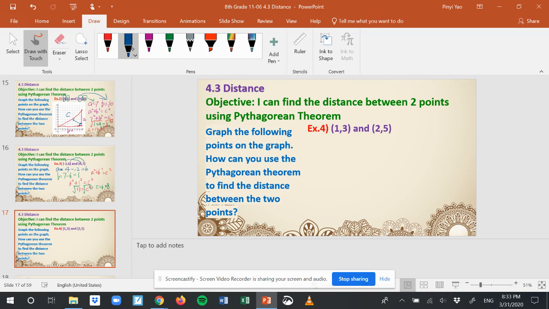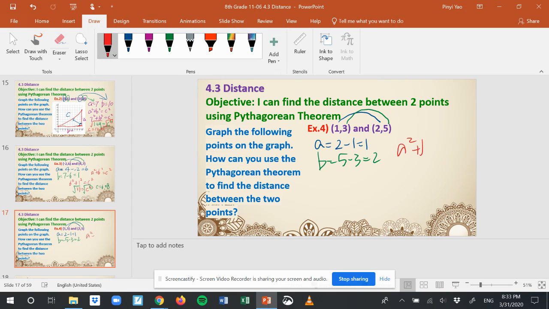Last example. First, x. That can give us our a. So 2 minus 1 is 1. Then our b. 5 minus 3, which is 2. Just always use the bigger one minus smaller one, because we're trying to calculate the distance.